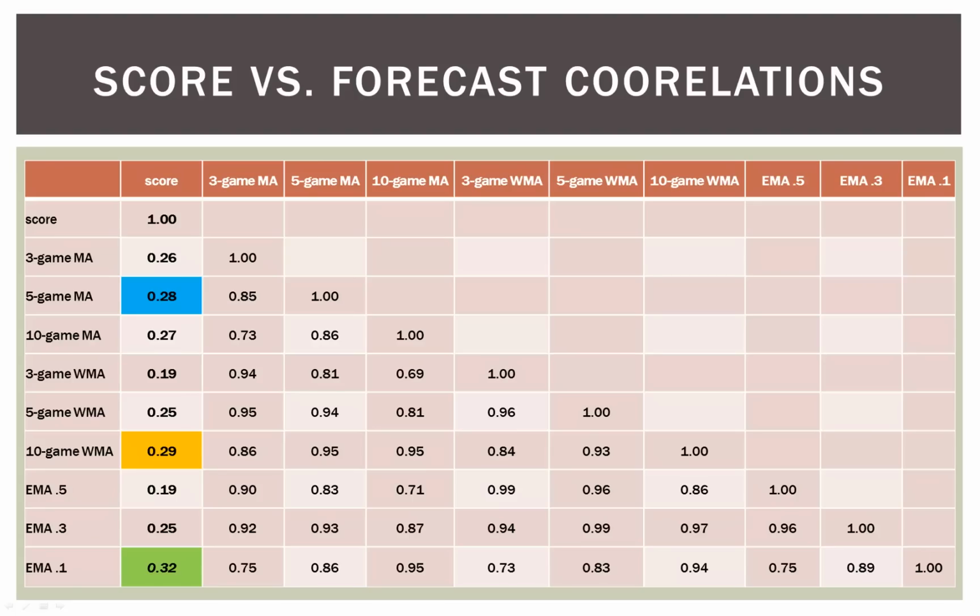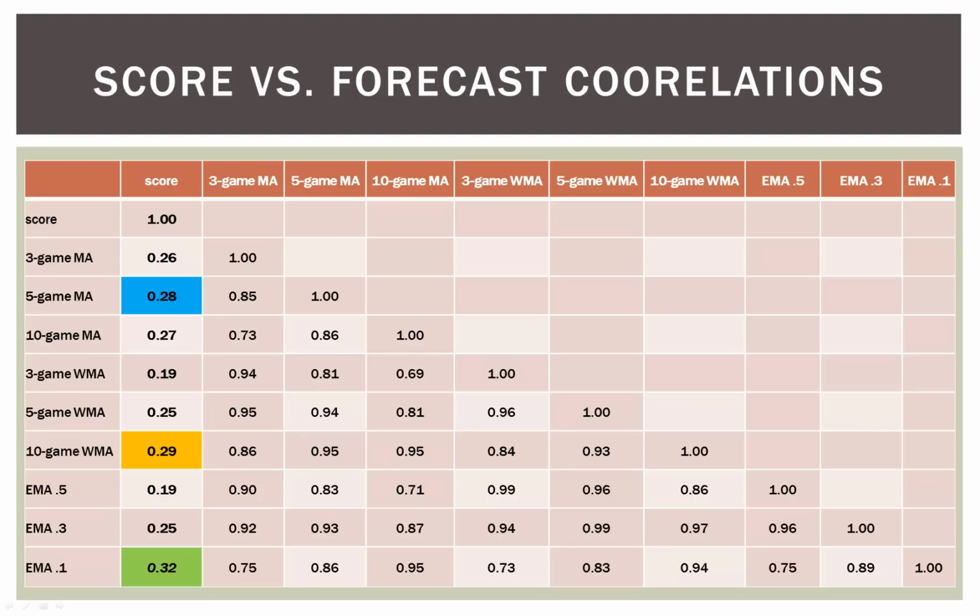But this correlation chart helps us emphasize and support the idea that the exponential moving average with an alpha of 0.1 is our best model. Now likewise, if we find the next two highest correlations, we have the 10-game weighted moving average with a correlation of 0.29 and the 5-game moving average of 0.28.